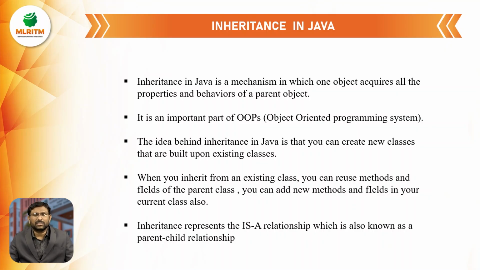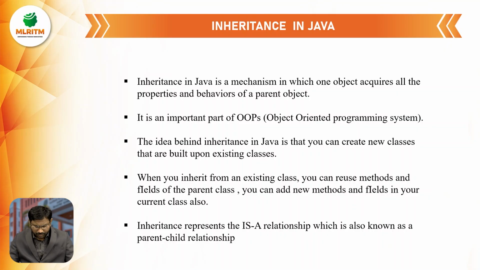So in inheritance, two objects will be there. One object, for example, is called the parent object, and the second object is called the child object. So the child can acquire the properties of the parent object. It means one object acquiring the properties of another object is known as inheritance.